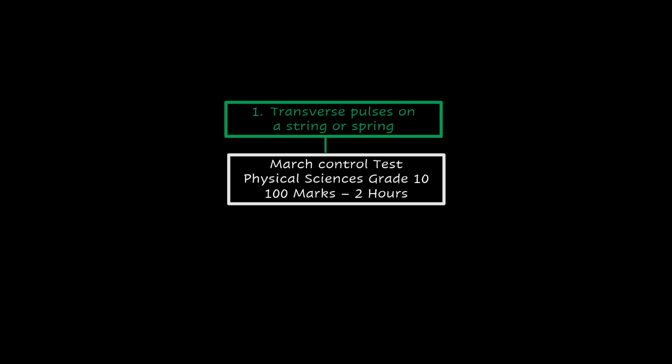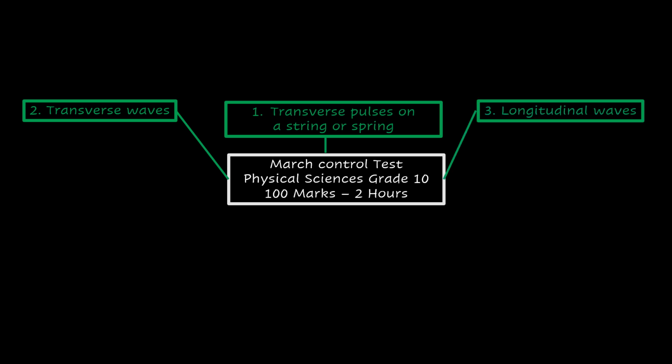So the first topic that test is going to be based on is transverse pulses on a string or a spring. The second topic is going to be transverse waves. The third topic is going to be longitudinal waves. And all of these topics combined typically will weigh about plus or minus 21 marks out of a possible 100. So it can be just above 21 or just below 21.